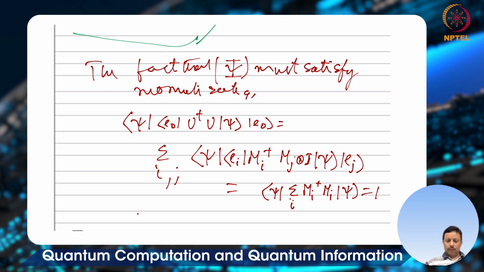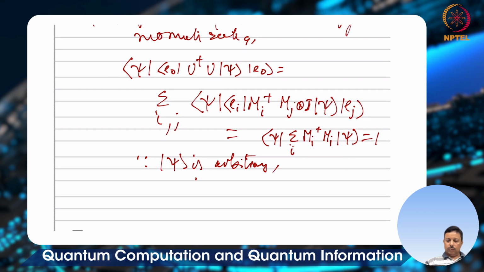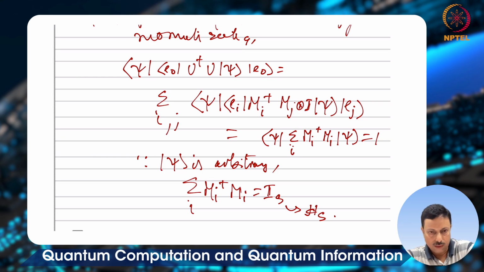Since psi is arbitrary, I have the sum over i of M_i dagger M_i equal to identity, the identity in the system Hilbert space H_S. All right, I will stop here and continue the discussion in the next class.